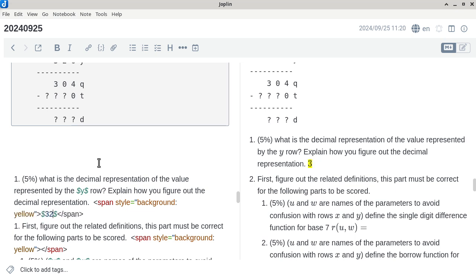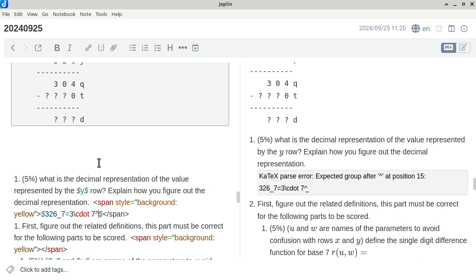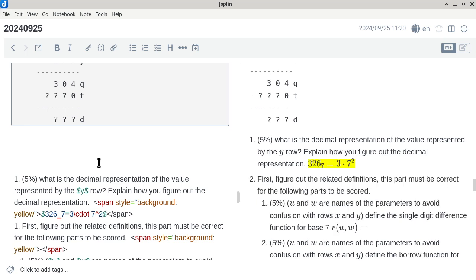So now we say 326 in base 7 is 3 times, okay? So 3 times 7 to the power of what? 2 or 3? 2. 2, that's correct. Because we count from 0, so that means your digit 2 is the one that is the third place from counting to the left-hand side. And then we have to add 2 times 7 to the power of 1, and then we have to add 6 times 7 to the power of 0. And you can use a calculator to actually perform the calculation.